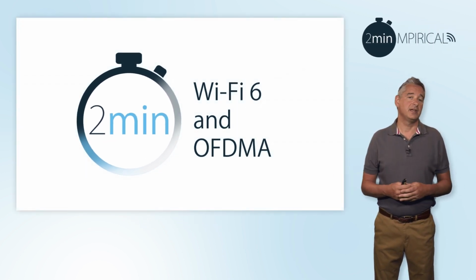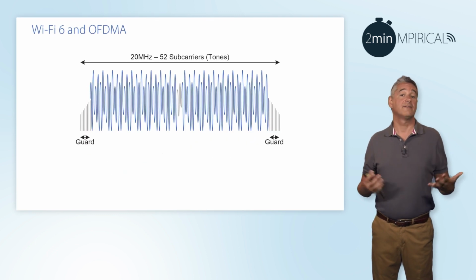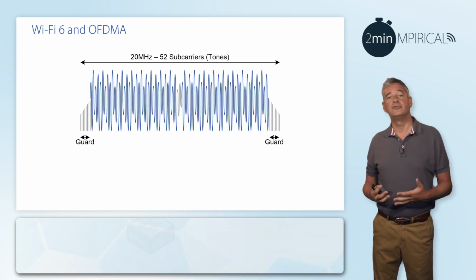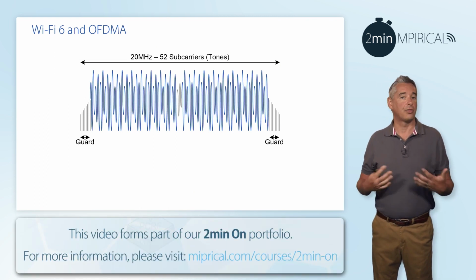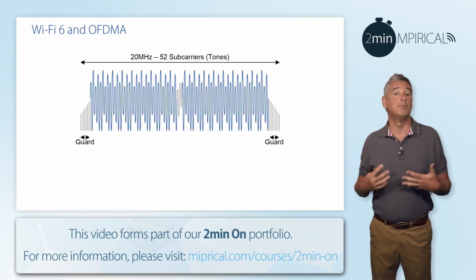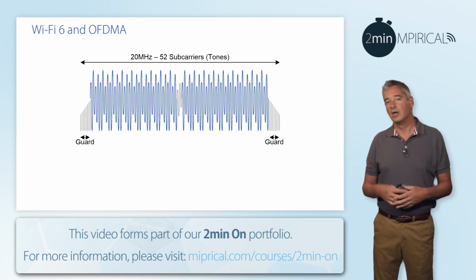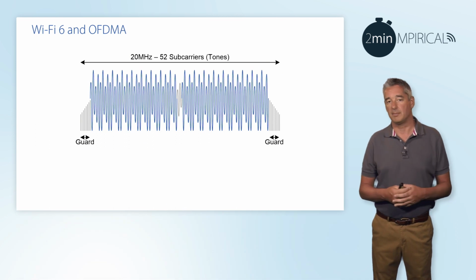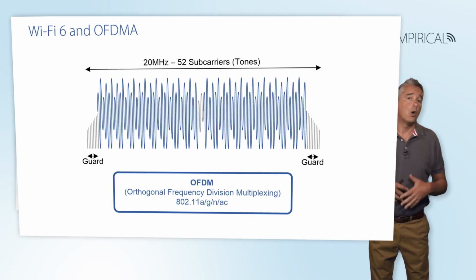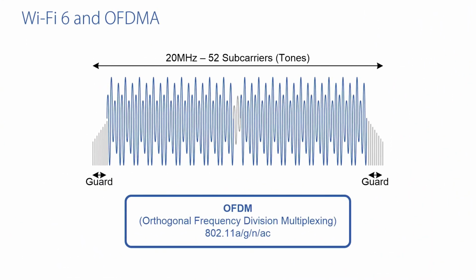In this two-minute video, we're going to explain why Wi-Fi 6, or 802.11ax, has now introduced OFDMA, Orthogonal Frequency Division Multiple Access, as a new means of multiplexing multiple devices onto our Wi-Fi wireless medium. Before Wi-Fi 6, however, all previous Wi-Fi standards simply used OFDM, Orthogonal Frequency Division Multiplexing.